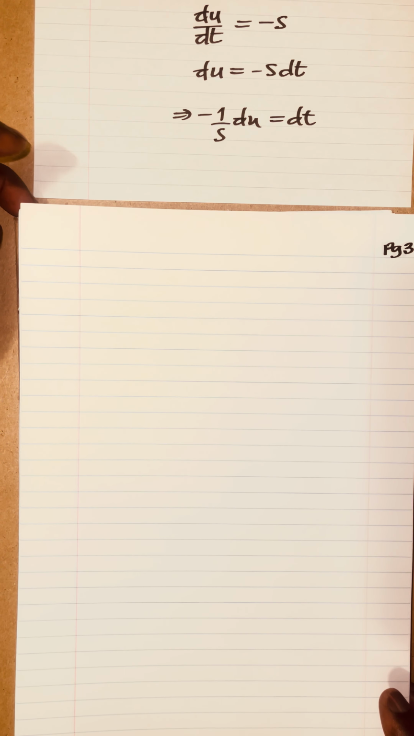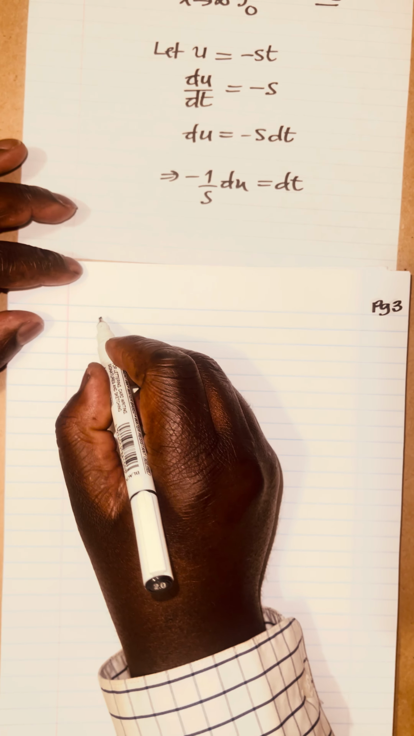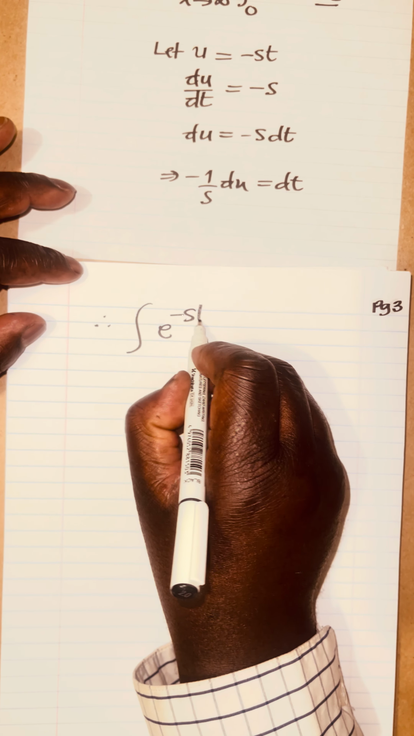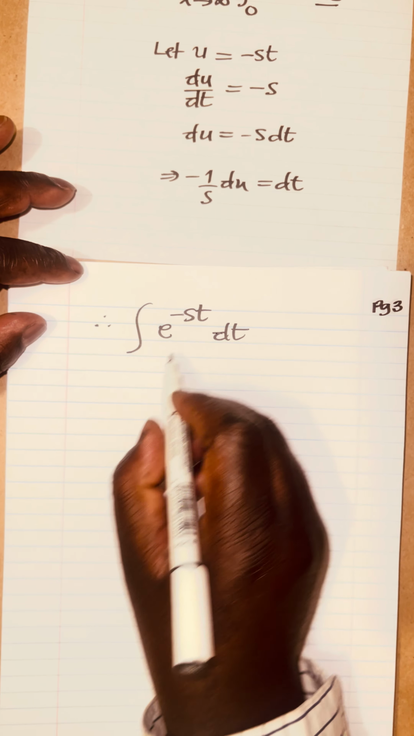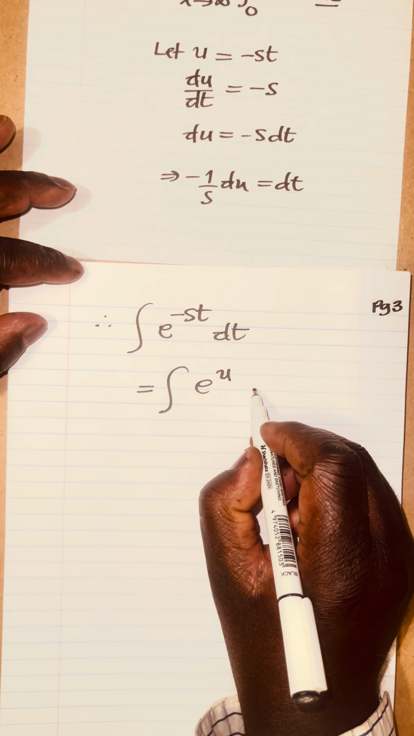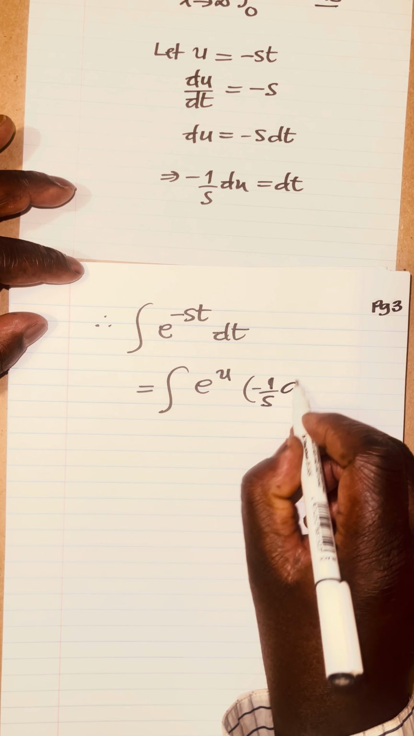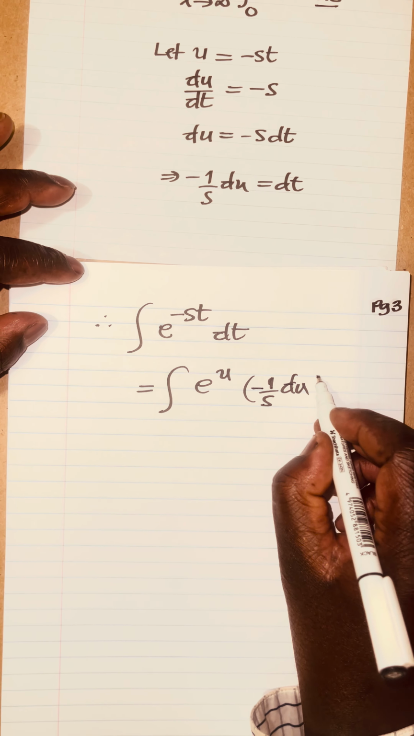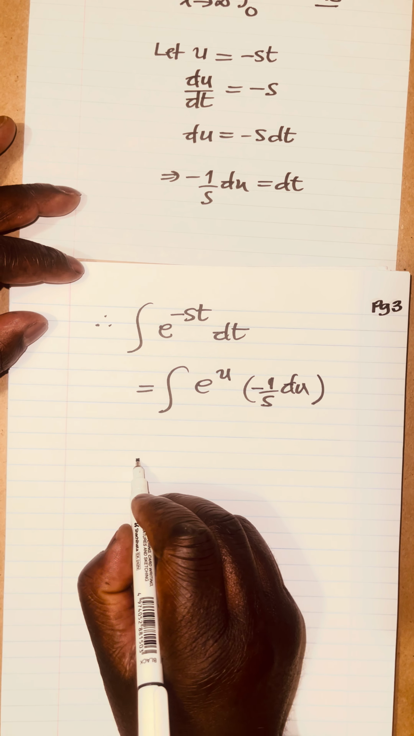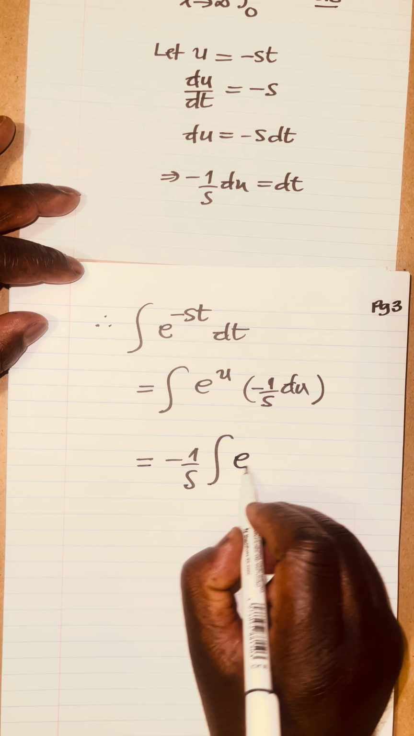So basically, on page 3, if we are talking about the integral of e to the power minus st dt, this must simplify to the integral of e to the power u, and watch this, minus 1 over s du, because that's what dt is, as you can see here. And minus 1 over s is a constant. I can take it out. Minus 1 over s times the integral of e to the power u du.